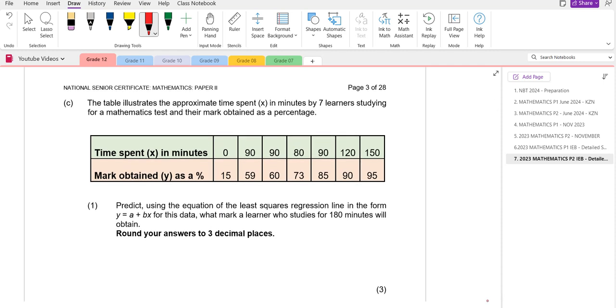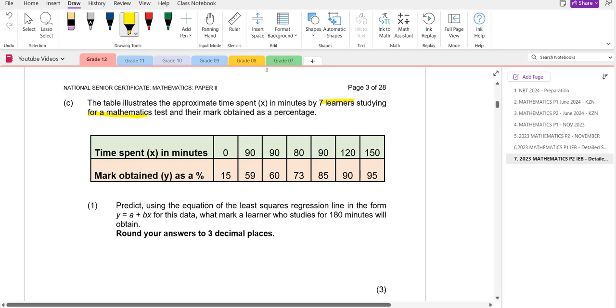The table illustrates the approximate time spent in minutes by 7 learners studying for a mathematics test. So there are 7 learners studying for a mathematics test, and their marks obtained as a percentage. So the amount of time spent determines the marks obtained. Predict using the equation of the least squares regression line. What's the least squares regression line? Line of best fit, which is given by y equals a plus bx. What mark will a learner who studies for 180 minutes obtain?